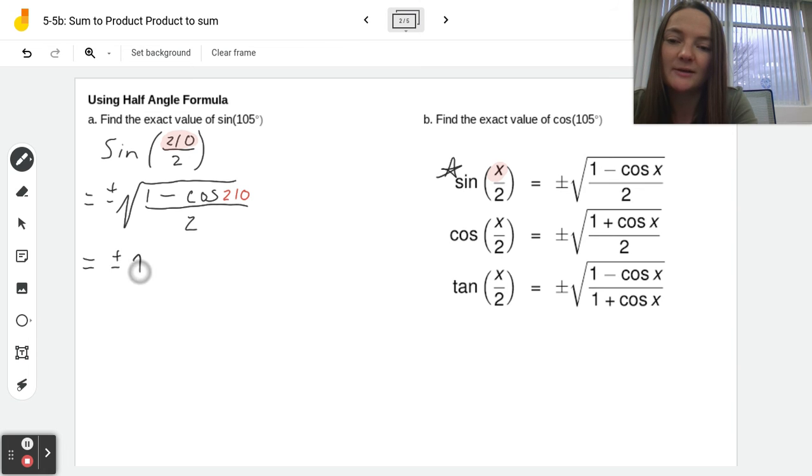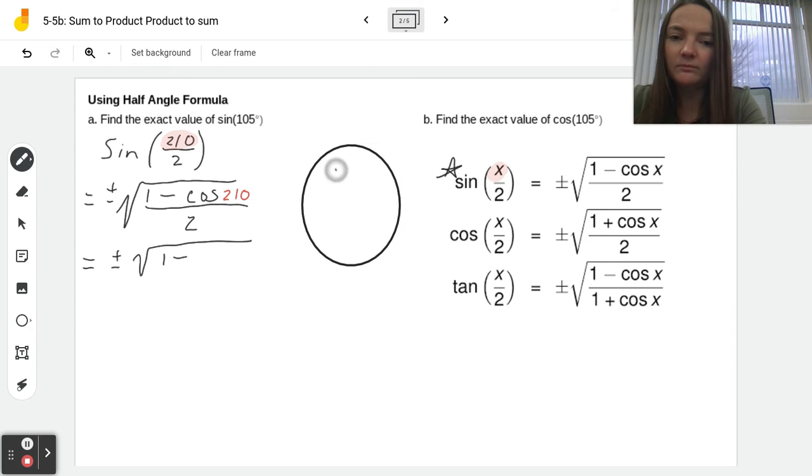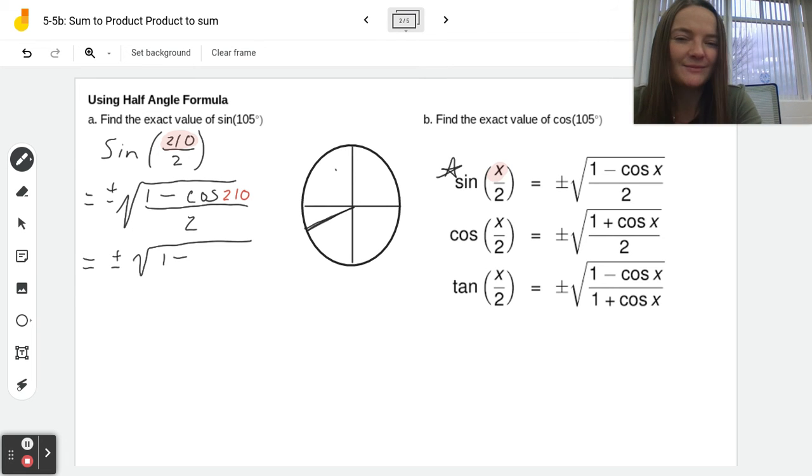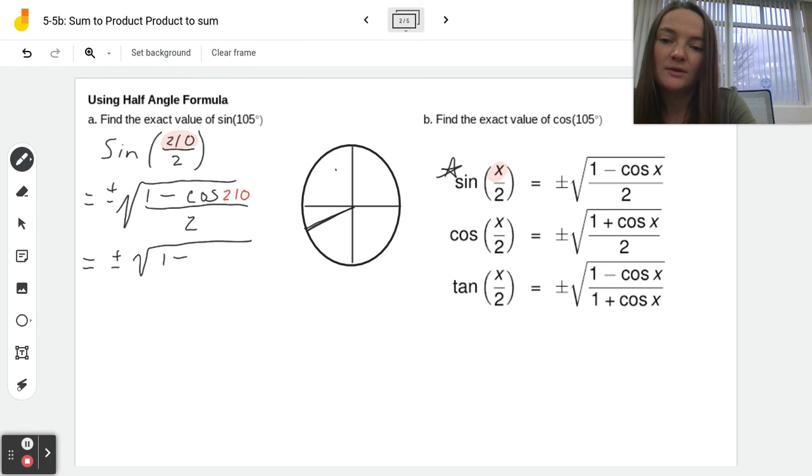So this is going to be the plus or minus square root of 1 minus cosine of 210 degrees. Let's go ahead and write this here. Well, I know 180 degrees is here, so 30 degrees past 180 is going to be right here at 210. We want to know its x value. That looks like it's going to be negative radical 3 over 2. So this is going to be 1 minus negative radical 3 over 2, which is going to end up being plus, all over 2.